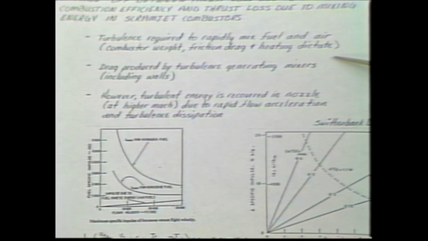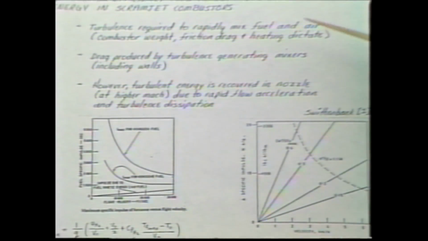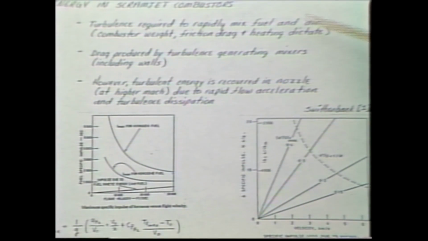Generating turbulence requires drag, basically, to do it. Those wedges would create drag, a reflector would create drag, walls create drag. If you just inject it axially and you want more mixing, you have to make your combustor longer. So that turbulence is something you pay drag for.